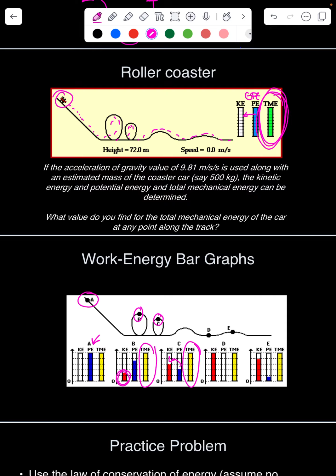At point D, this is at the zero level, so all of our energy is kinetic energy and none is GPE. But look at that total mechanical energy. Point E is just a little bit above that zero level, so you have a little bit of gravitational potential while most of it is still kinetic. But once again, the total mechanical energy stays the same. We have to remember that our mechanical energy, which is conserved throughout this entire thing, is equal to our kinetic energy plus our potential energy.